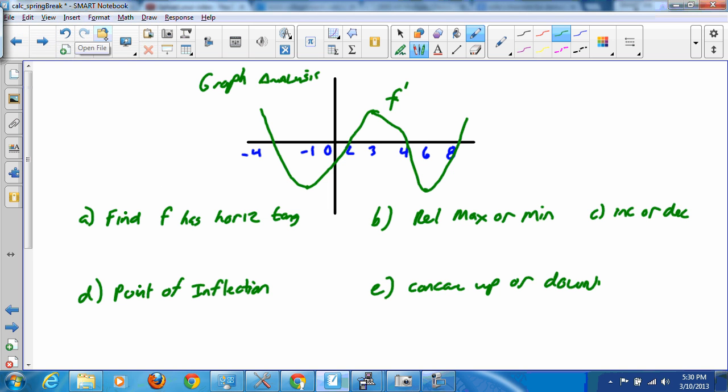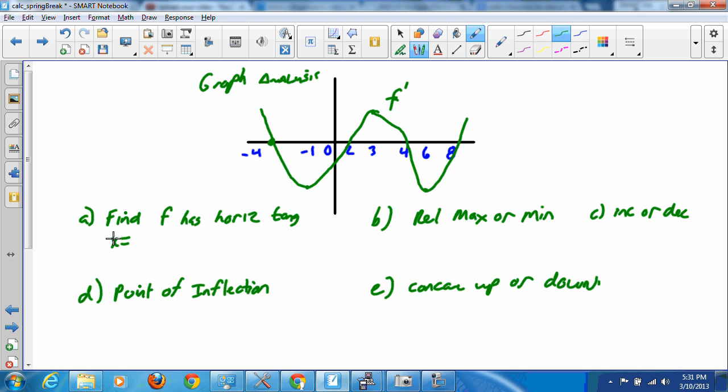Alright, so now we're going to look at a graph problem where we have to analyze the graph given the first derivative. There are 5 parts here. First of all, part A says find where the function has a horizontal tangent. You always need to keep in mind that this is the derivative, so we need to look at where the derivative equals 0. So the function itself would have a horizontal tangent.